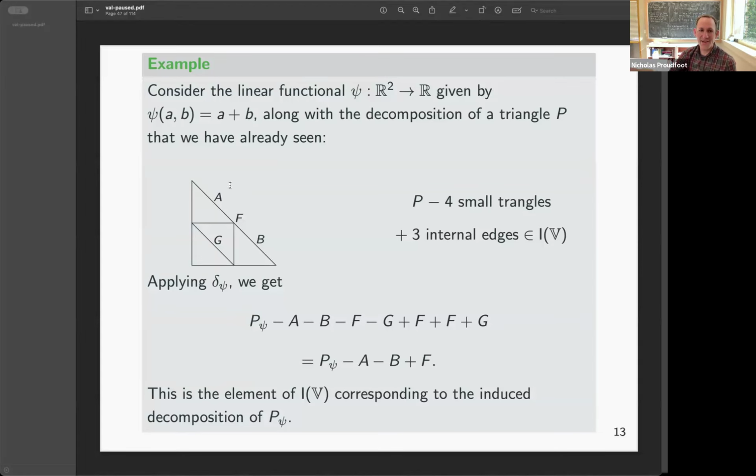And that's exactly the element of I of V coming from this decomposition of P psi here into A, B, and F. So I have an element of I of V given by the decomposition of the big triangle. And when I apply delta psi, I get the element of I of V corresponding to the decomposition of this interval. So McMullen's theorem says that that always happens.